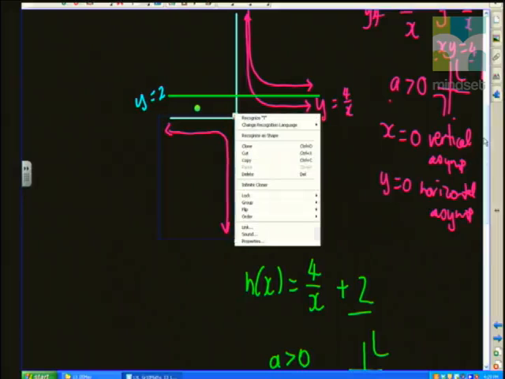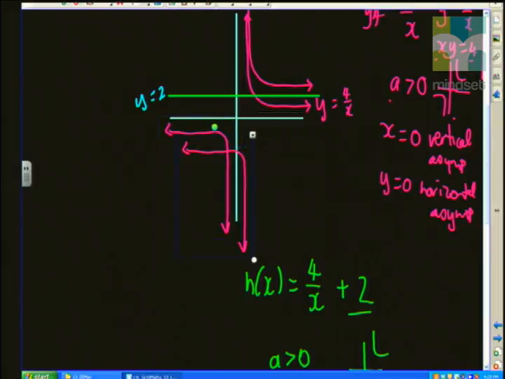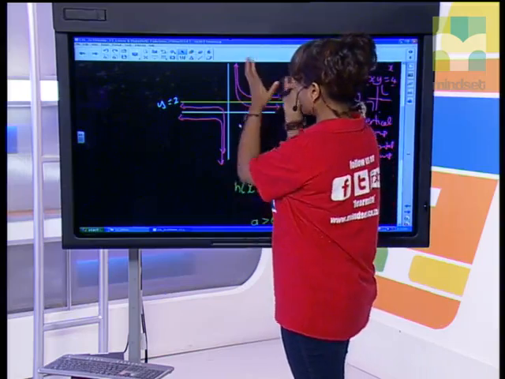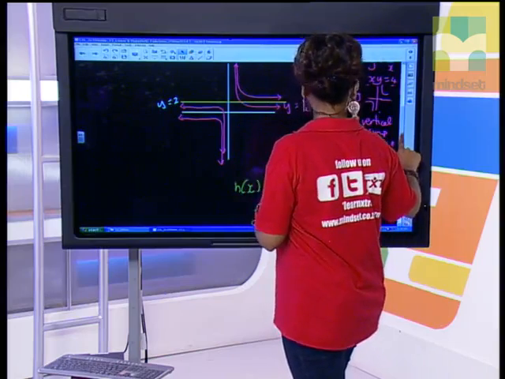Okay, and then the same with this graph, sorry. It's also going to move upwards by 2 units. Okay, and again, not touch that graph. All right, so that's going to be the vertical movement of your graph. Y is equal to 4 over x plus 2, and it's simply all just slid up by 2 units.